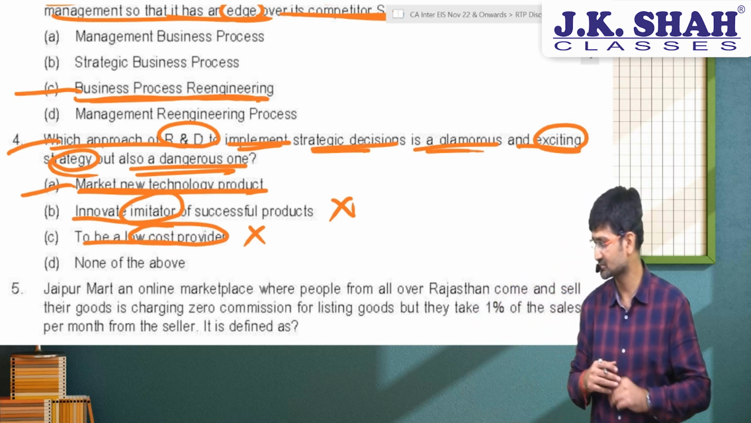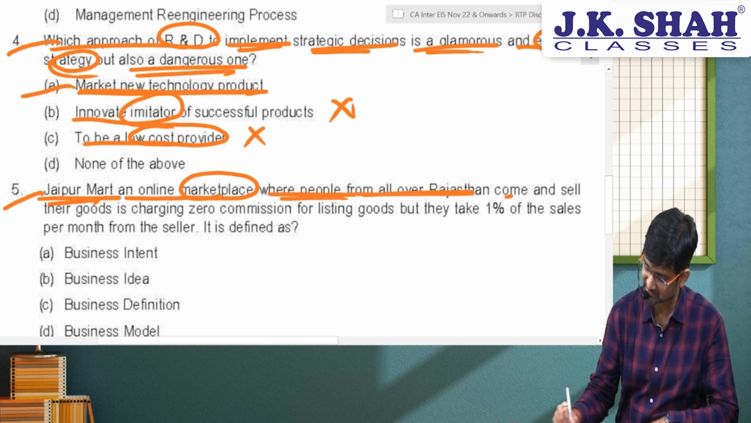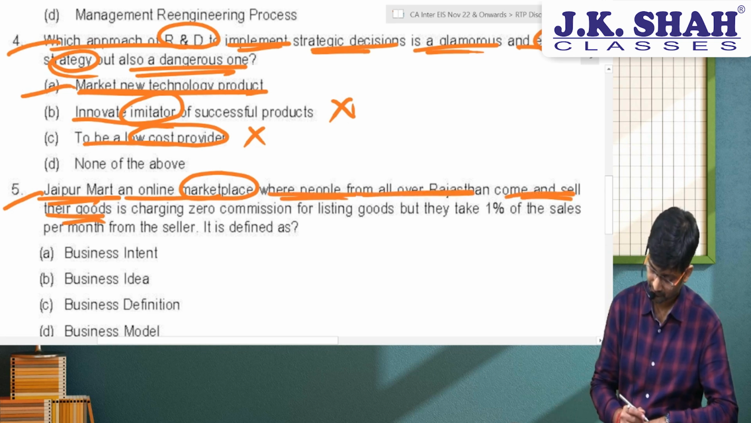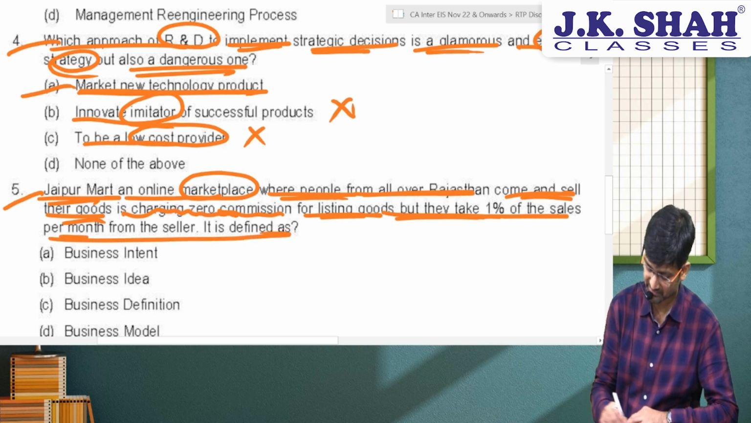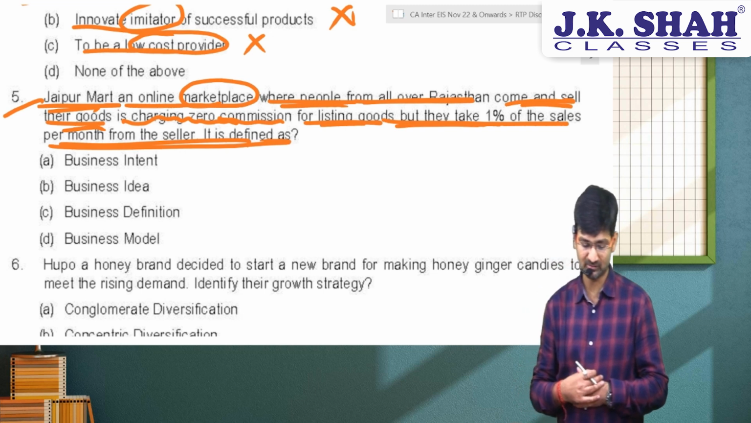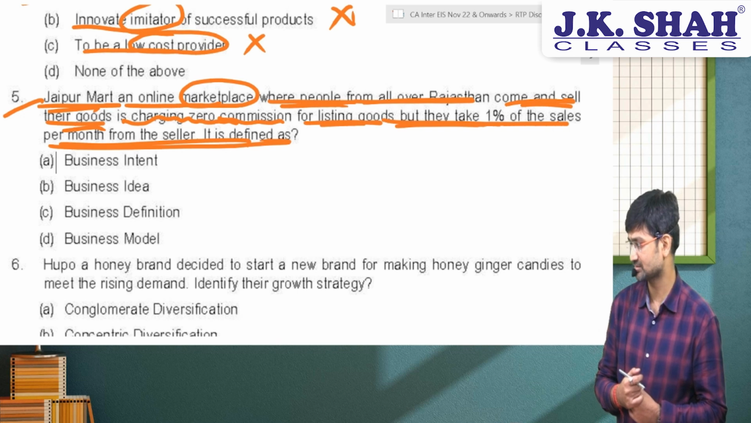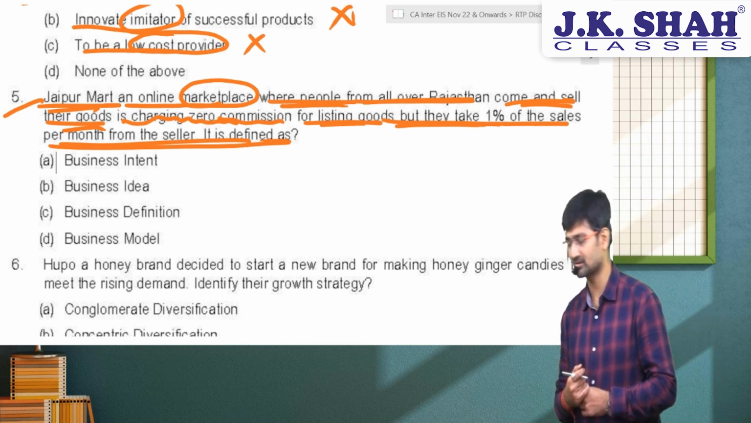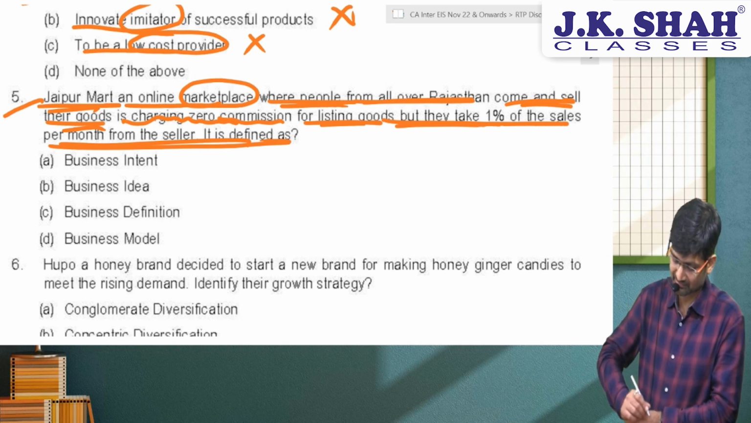Okay, Jaipur Mart is an online marketplace where people from all over Rajasthan come and sell their goods. It is charging 0 commission for listing goods, but they take 1% of the sales per month from the seller. Okay, so people from all over the state, all over Rajasthan will come and sell at Jaipur Mart. They will not charge any commission, but they will take 1% of the sales. That is what is going to be their part of the commissions. Okay, this is the business idea.